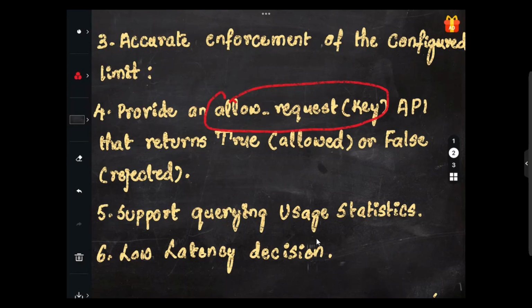Let's get the non-functional requirements as well. The first one is performance. The decision must be O(1) amortized per request, basically expecting deque operations. So the decision must be O(1) amortized per request.